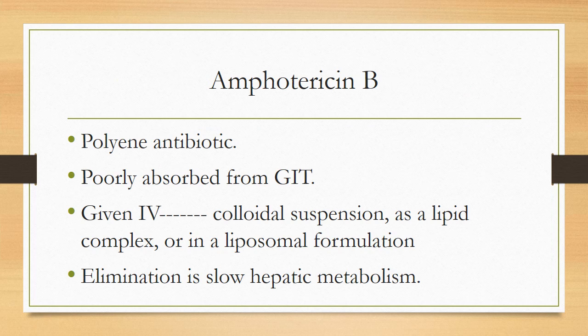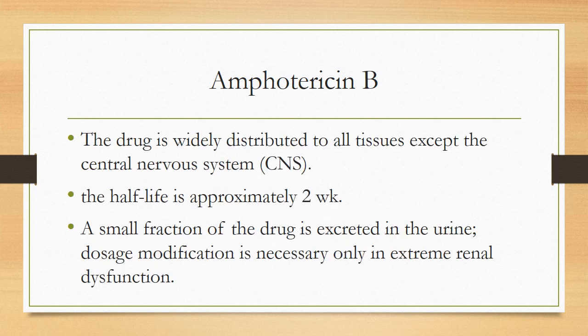Now we are going to discuss amphotericin B. It is a polyene antibiotic. It is poorly absorbed from the GIT. It is given intravenously, as a colloidal suspension, as a lipid complex, or in liposomal formulation. Elimination is by slow hepatic metabolism. The drug is widely distributed to all tissues except the central nervous system.